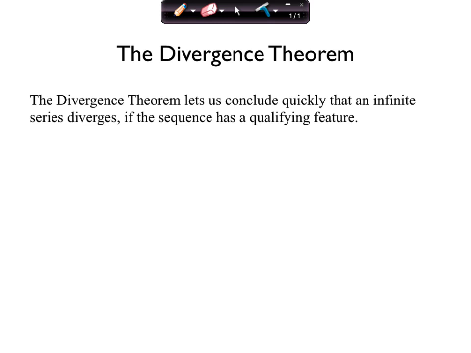Okay, so there's the first theorem here. The divergence theorem lets us conclude quickly that an infinite series diverges if the sequence has a qualifying feature. So how would we know instantly that a series diverges? By looking at the sequence. What would you say about the sequence that you could say, oh, that series would have to diverge right off the bat? Based on what we've just been talking about. Yeah.